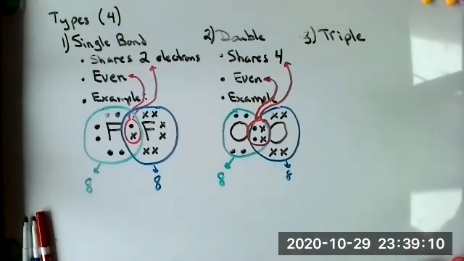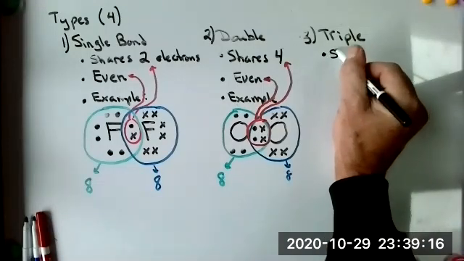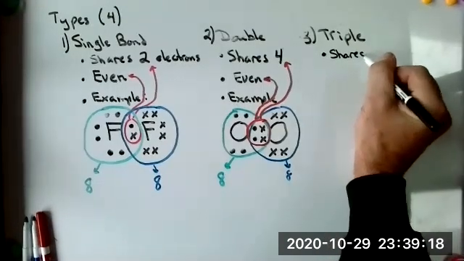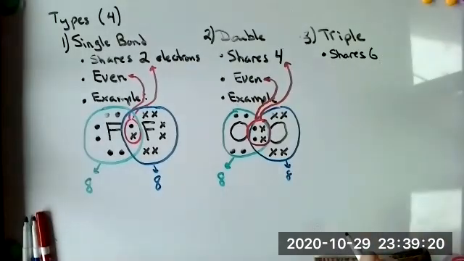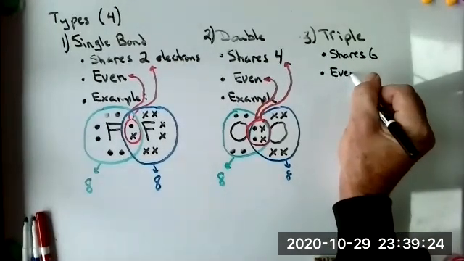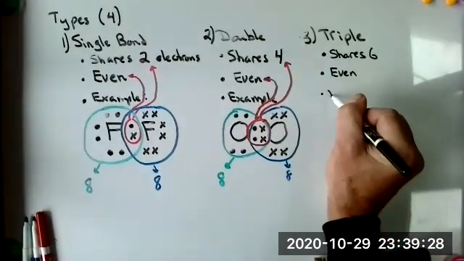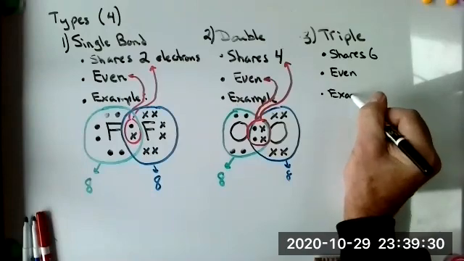Triple. Had to get a new pen. All right. Shares 6 electrons now. Yes, the sharing between the atoms is even, and let's just get busy and look at an example.